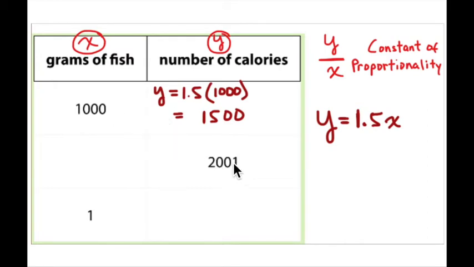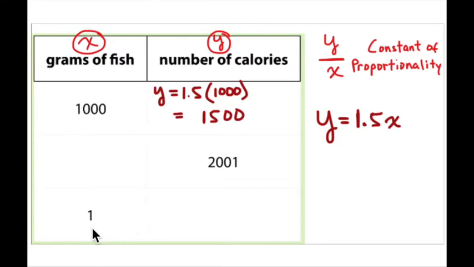Now the next problem, we're going to come back to this, I believe. Yeah, we're going to come back to this in a moment because now we're going in the opposite direction. You're given the number of calories. So if you know this constant of proportionality, how do you use that to calculate the grams of fish? A little bit more required to think about that. It's not quite as obvious in this case.